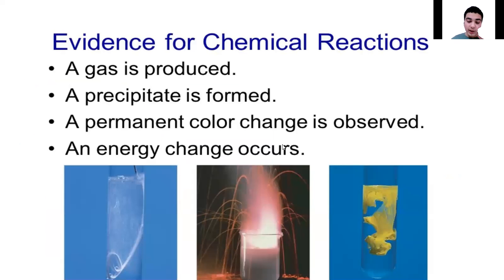Whenever we complete a chemical reaction, we need to look for evidence of the chemical reaction, or it might just be a physical change. So here is the common chemical reaction evidence. A gas is produced, or you see bubbles. A precipitate is formed, which is basically a solid at the end of the solution. For example, if you mix two solutions together, a permanent color change is observed. An energy change occurs, so you see light, heat, or other energy sources. Also, another evidence of chemical reaction is odor is produced.